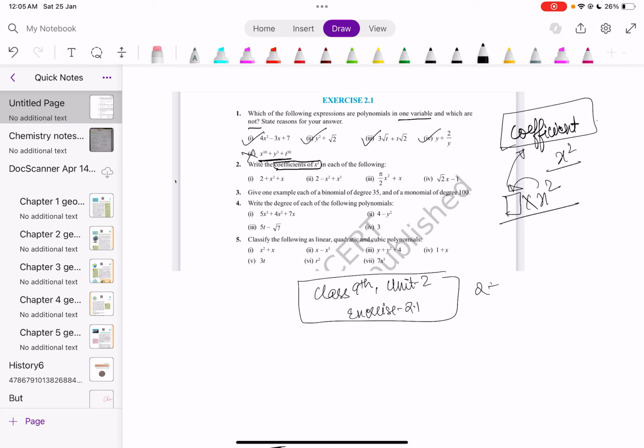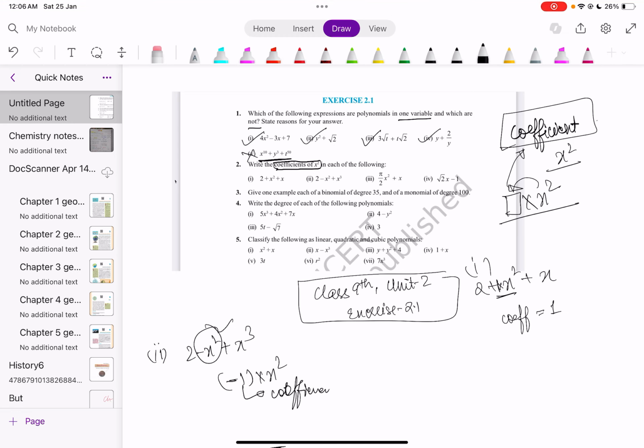If you look into the first term, what is in multiplication with x square? x square is multiplied by 1, right? So here the coefficient is 1. If we look into the second part, which is 2 minus x square plus x cube, here x square is multiplied by what? It's minus 1 into x square. So here minus 1 is the coefficient. If we look into the third part, it is pi by 2 x square plus x. What is multiplied by x square? Pi by 2. So this is the coefficient. In the fourth part, it is root 2x minus 1. But we're supposed to write the coefficient for x square. There's no x square term.